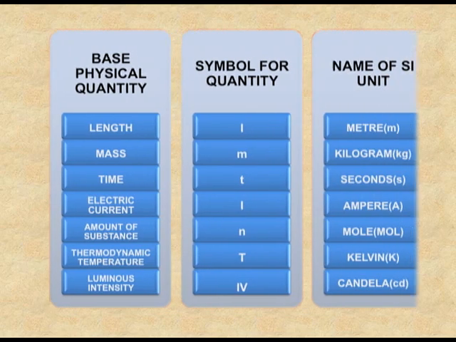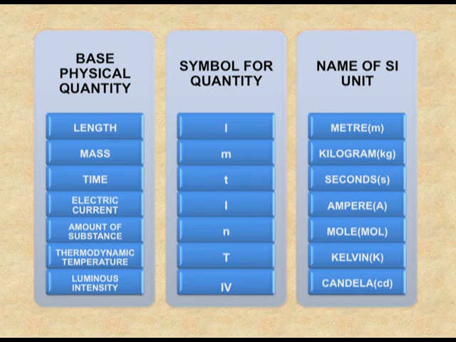The units: the unit of length is meter, for mass it is kilogram, time it's seconds, for electric current the unit is ampere, for amount of substance the unit is mole, temperature is measured in kelvins, and the luminous intensity in candela. Mass and weight.